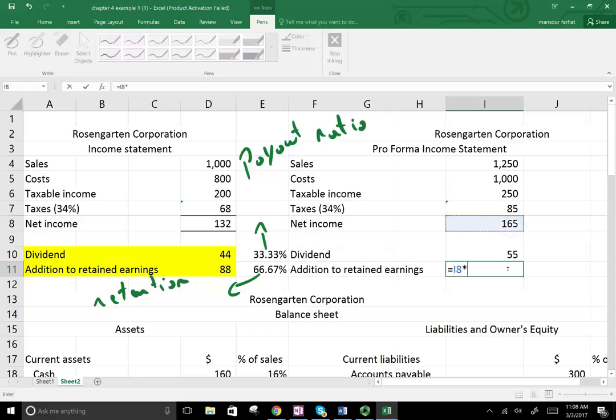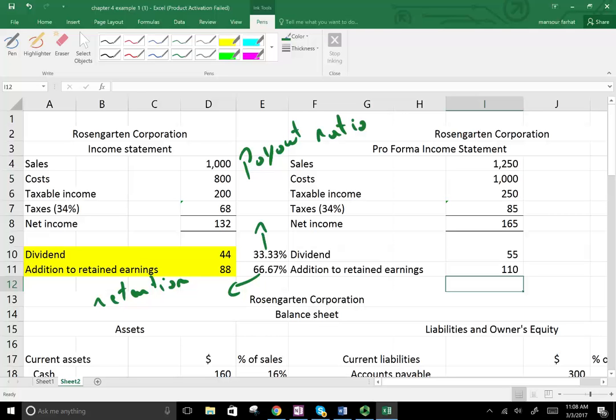So 165 times this percentage gives us 110. And notice if we take 55 plus 110, it gives us 165. So notice what we did right now. We figured out our dividend and what's going to be added to our retained earnings.